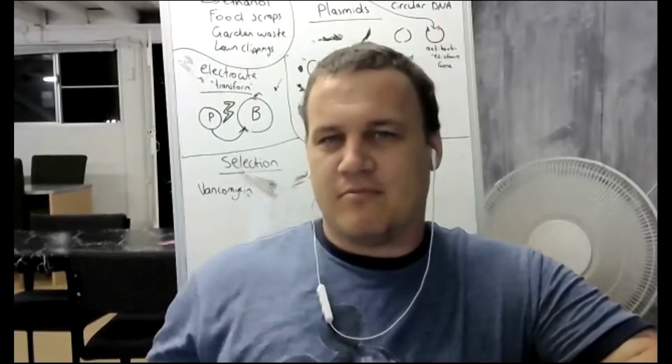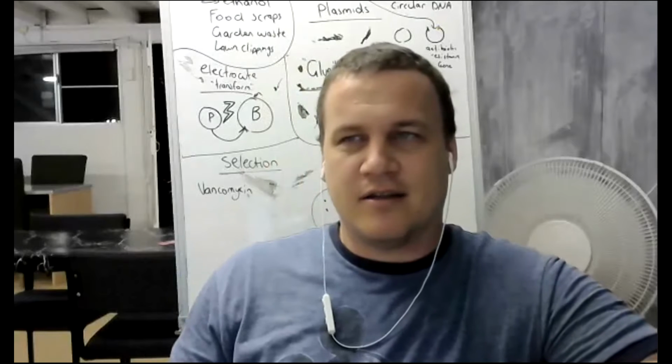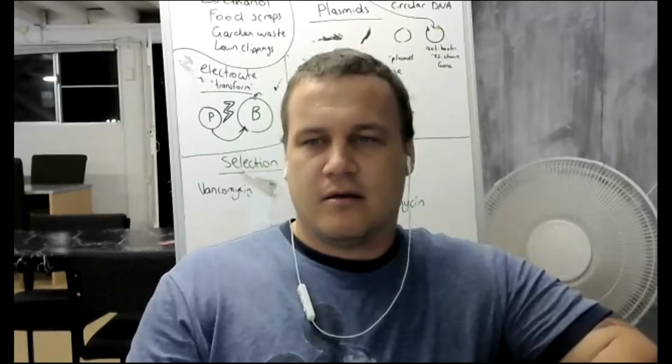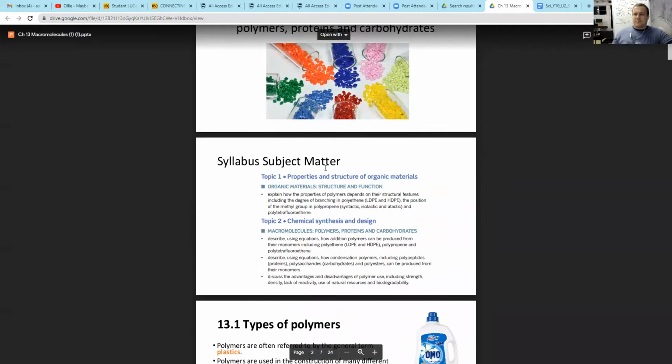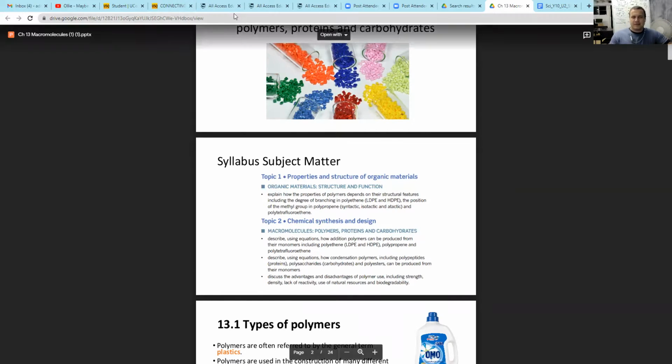So we're going to go through macromolecules, polymers, plastics, that kind of thing, and the production of them. A big part of this unit is macromolecules. So you're looking at polymers of plastic, proteins, carbohydrates, and it kind of builds on the organic materials structure and function side of things.